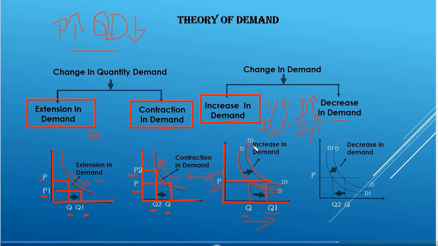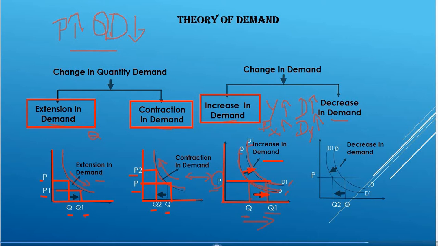This is an outward shift of the curve, and when the curve shifts outward or rightward, we call it an increase in demand. Please note, quantity demanded has changed because of other factors. Let's say the income has increased or the price of substitute goods has gone up. This leads to an increase in demand.